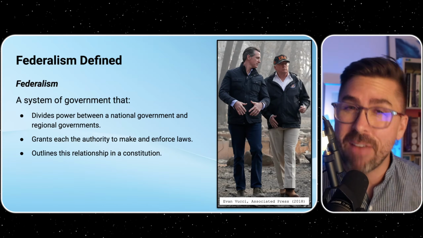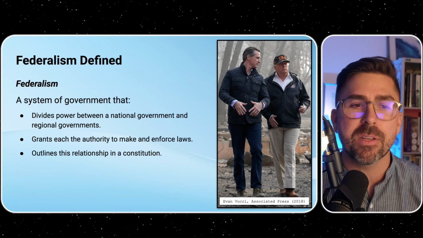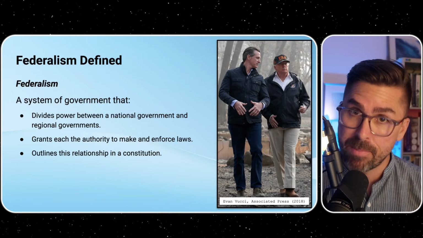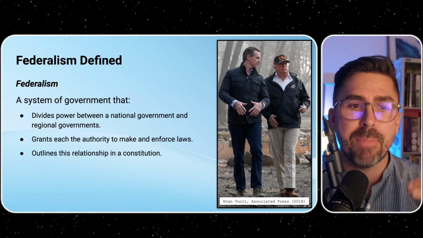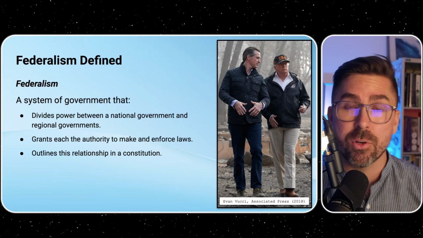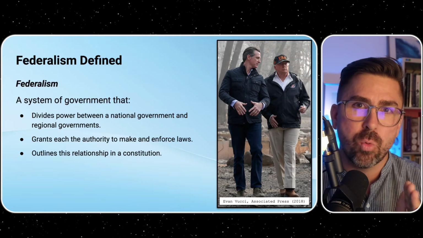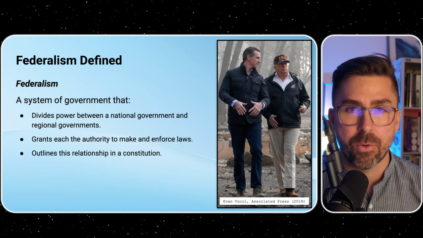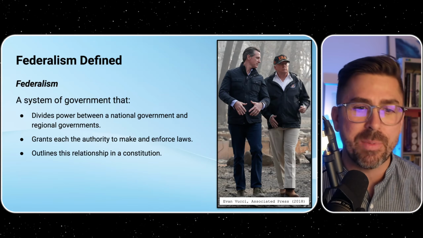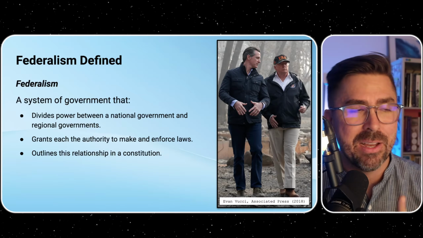But if I say federalism, I'm talking about something completely different. And federalism is a system of government. And what it does, the thing that makes it federalism, is it's dividing power between a national government on the one hand, and then you have your regional governments on the other. That's state and local government. Each one of those levels has the authority to make and enforce their own laws, and that is going to be outlined in a constitution. Trust me, I've got a lot more to say about federalism, so we're going to keep it there.